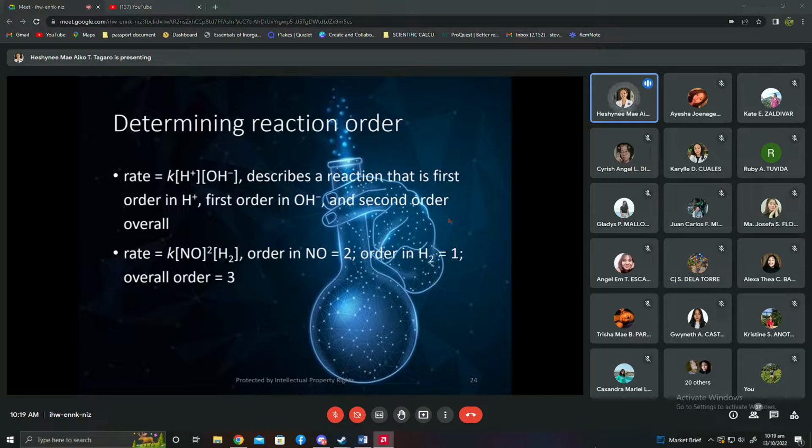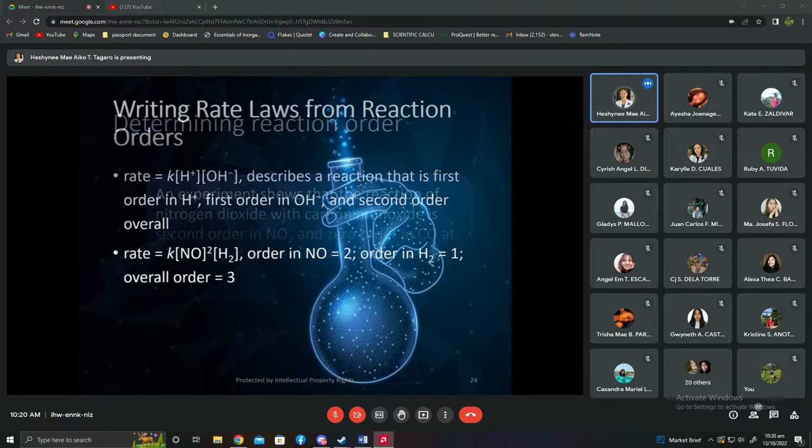All right. Next, another example here is of the third order. So one reactant is raised to 2, another reactant is raised to 1, so 2 plus 1 is 3. So this is then a third order reaction. Okay, next. Let us proceed.